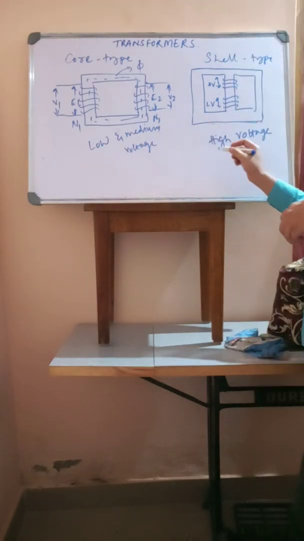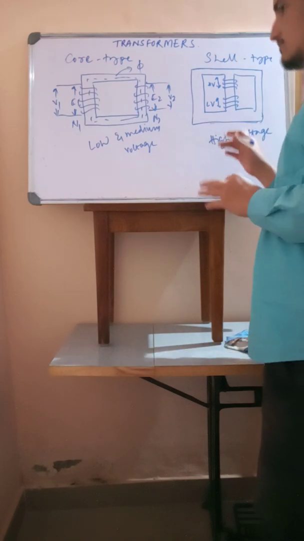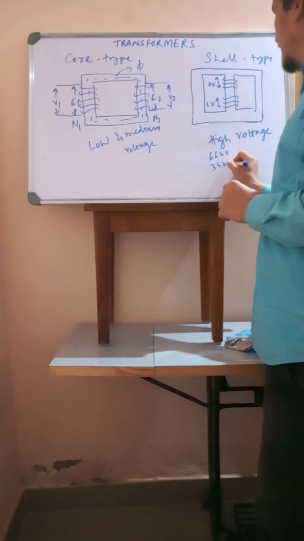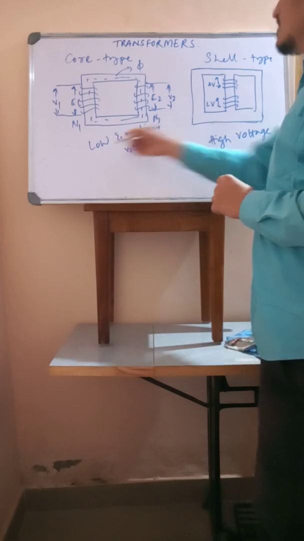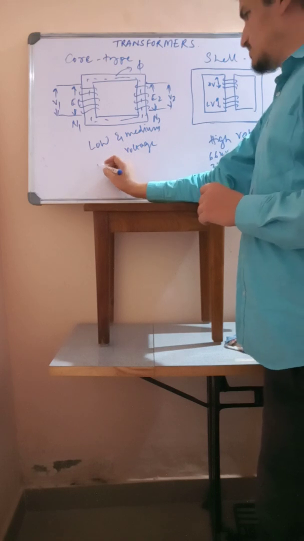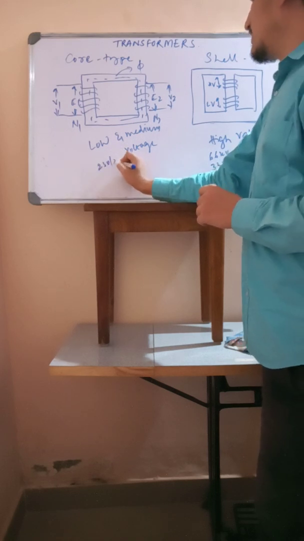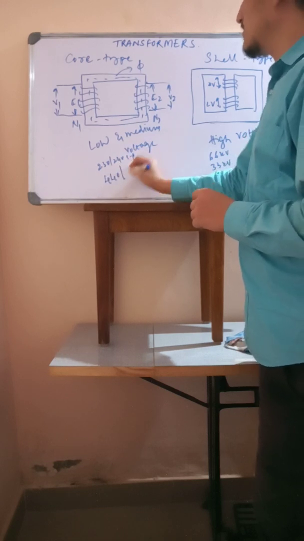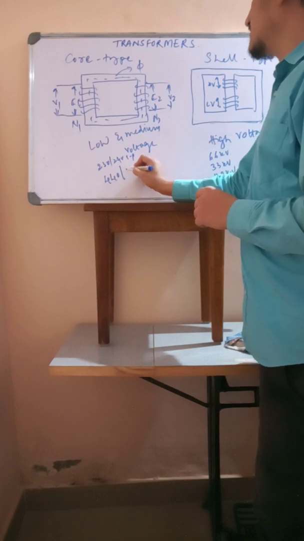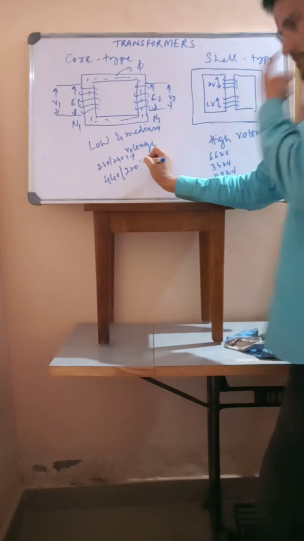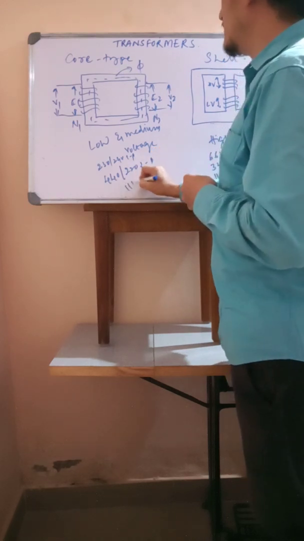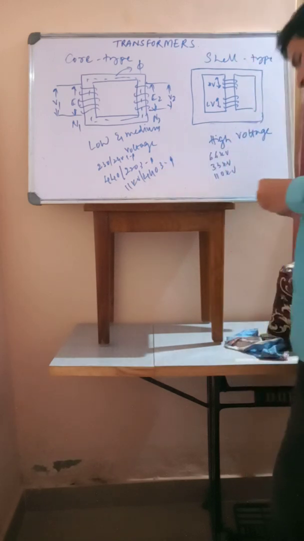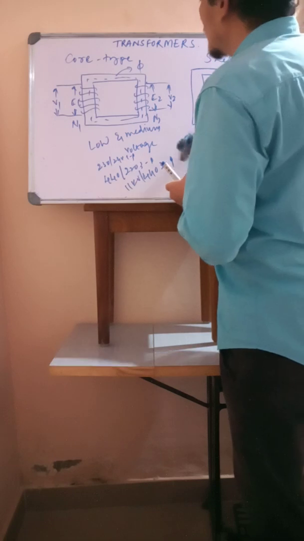High voltage means above, if the transformer voltage level is rated for 66 kV, 33 kV, 110 kV, like this. What is low and medium voltage? Usually 230 V or 24 V single phase transformers, 440 V 3 phase transformers, 440 V/220 V 3 phase transformers, 11 kV/440 V 3 phase transformers. Like this. For low and medium voltage transformers we will be using core type construction.